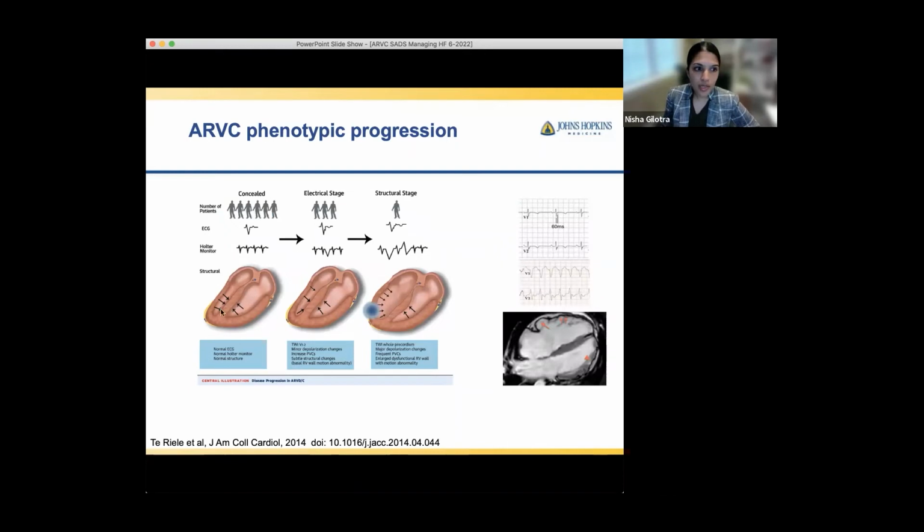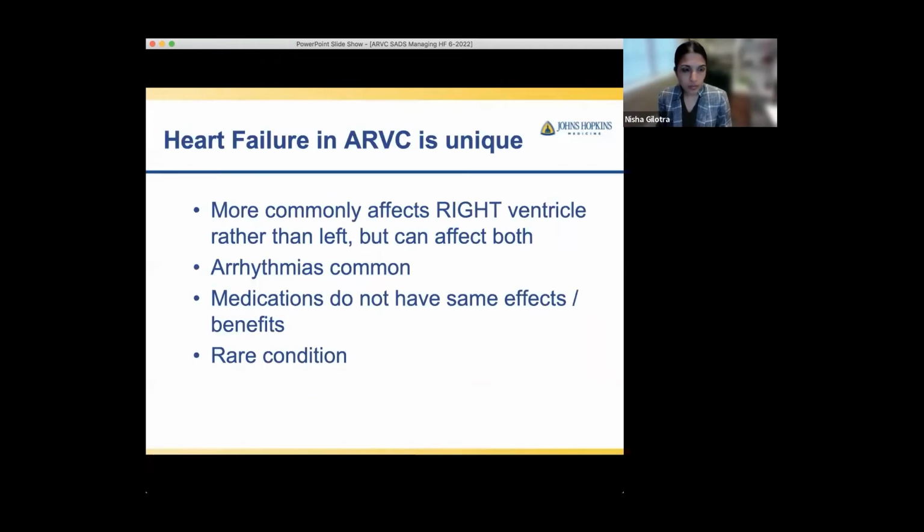So in terms of the phenotypic progression, phenotype being how does this present? The thought is that initially it may be concealed, ARVC, and then you enter an electrical stage, as many of you know, characteristic with arrhythmias, and then a structural stage, and that's the progression. And that's where cardiomyopathy kind of rears its head.